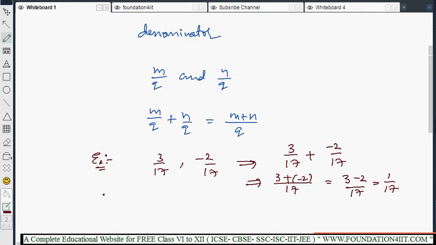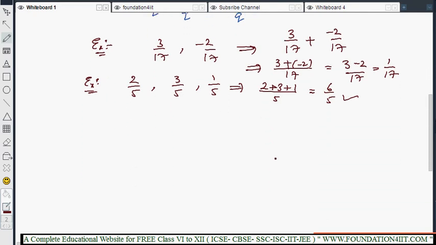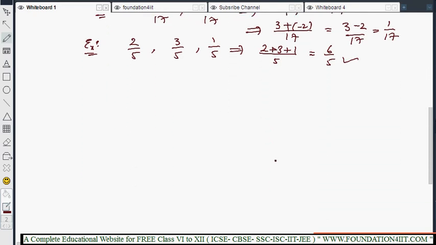Now this is the condition. Let's take one more similar example: 2 by 5, 3 by 5, 1 by 5. If you want to add these, we will take only one denominator, because the denominator is the same in all three rational numbers. So you just need to add the numerators: 2 plus 3 plus 1, that is 6 by 5. Now this is case 1. That means if the denominators are the same, this is how we add the rational numbers.